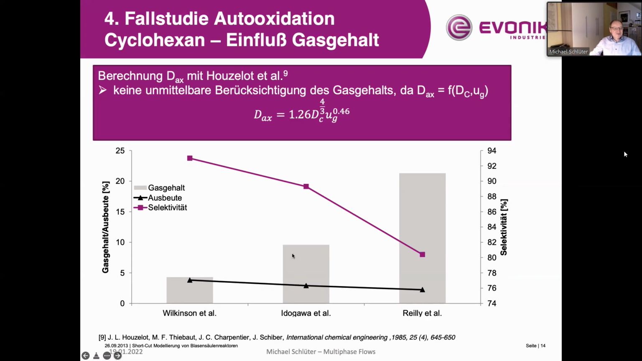With the correlation of Edogawa, we reach 10%, and the correlation of Rayleigh predicted for this process 20% gas holdup. So 4 times higher gas holdup in these 3 different correlations. And remember what I told you before, 4 times higher gas holdup means 4 times higher mass transfer performance, means 4 times higher product at the end, if this is a mass transfer limited reaction. And it is, cyclohexane oxidation is a very fast exothermic chemical reaction.